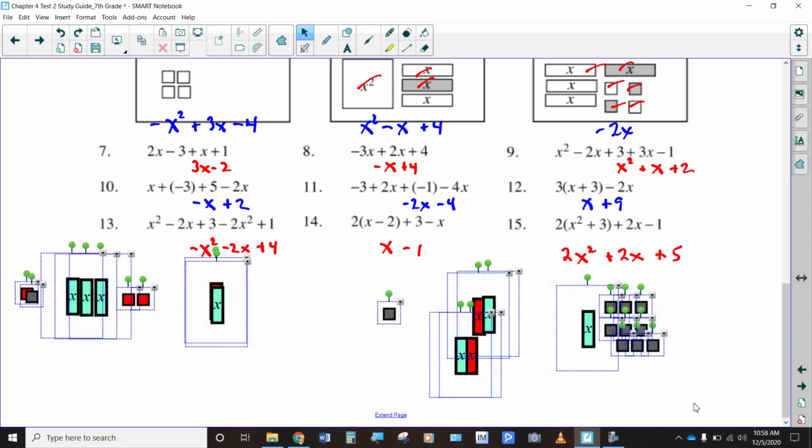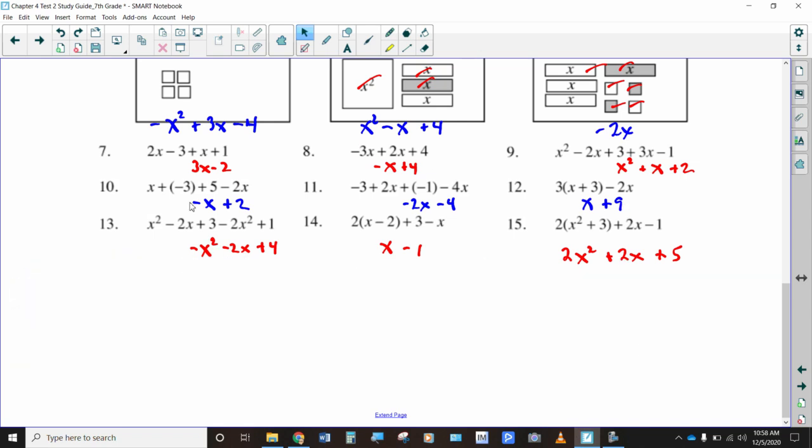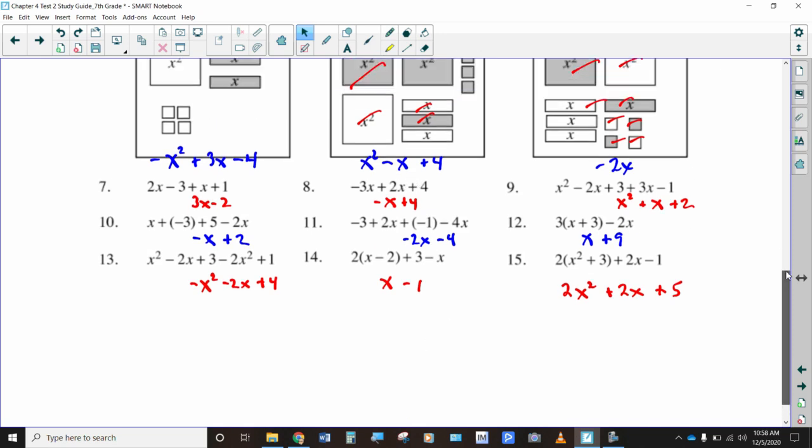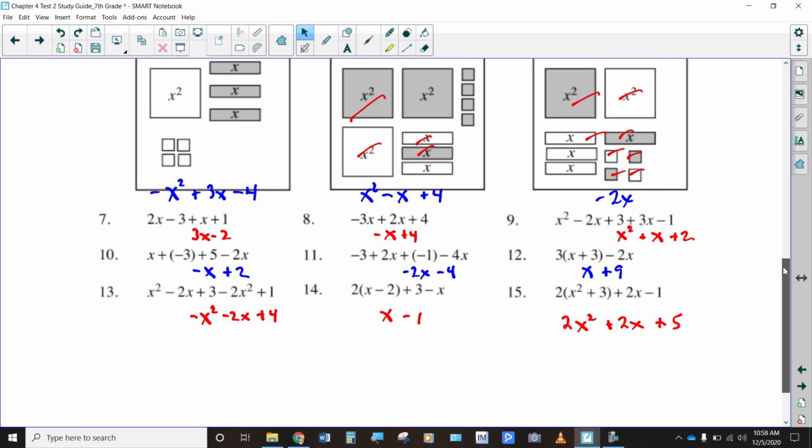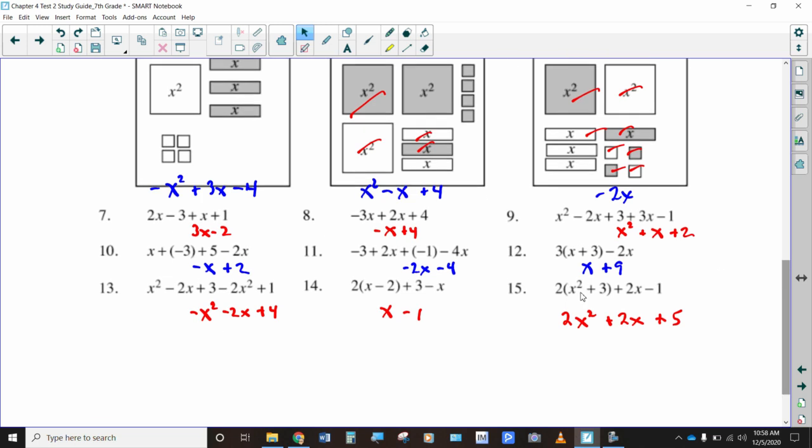So take a look at the rest of those. If you have any questions about how to get the correct answers, please contact me. Otherwise, I'm going to assume that you are understanding this or you see your mistake and you're able to fix your mistake. Okay, so let's move on to our next activity, which I believe should be Chapter 4, Test number 2.